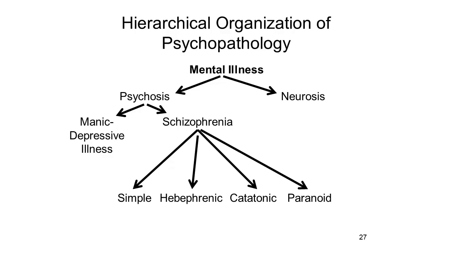Each subcategory is created by adding one or more defining features, thus forming a nested hierarchy, and within a level there were sharp boundaries between adjacent categories. You were either psychotic or neurotic. You had manic depressive illness or schizophrenia. You were a simple schizophrenic or a catatonic schizophrenic.